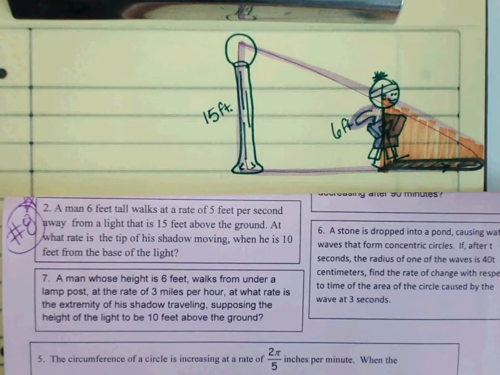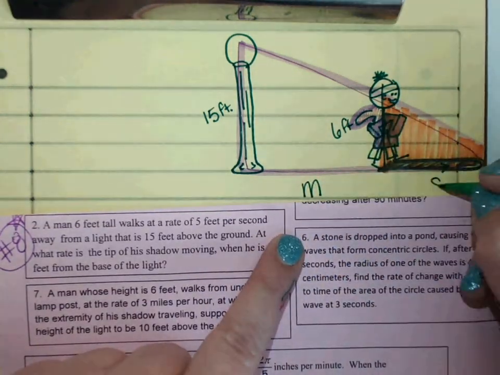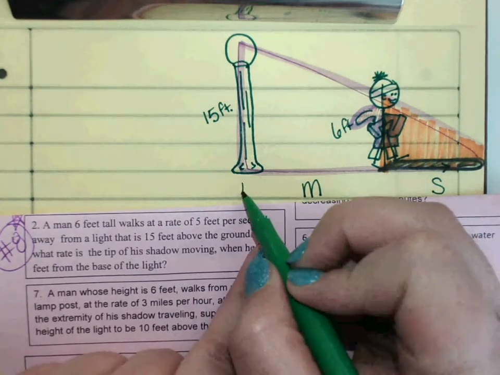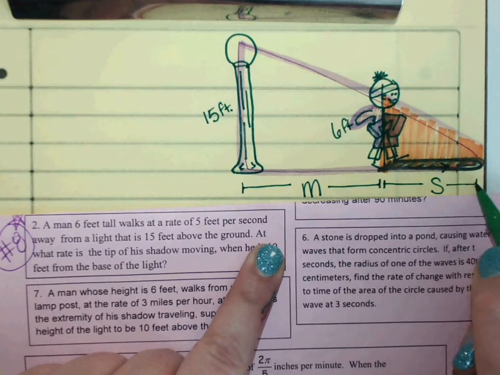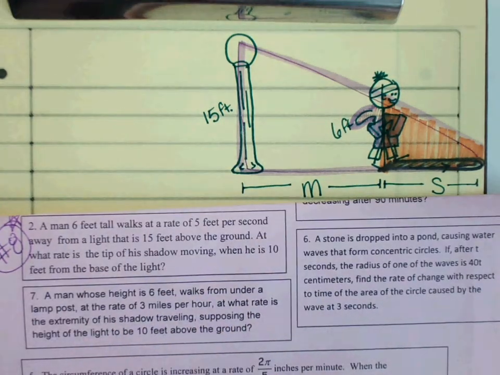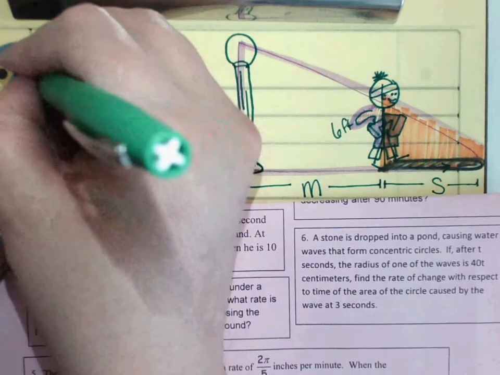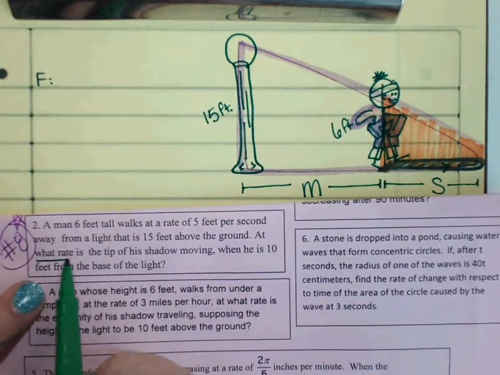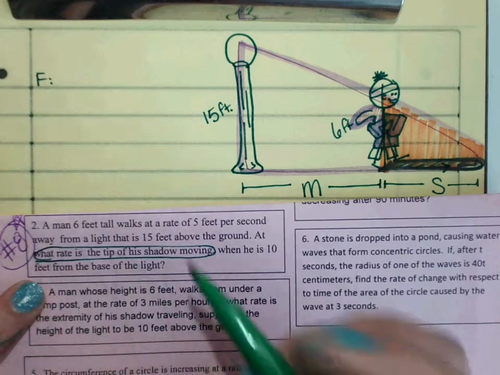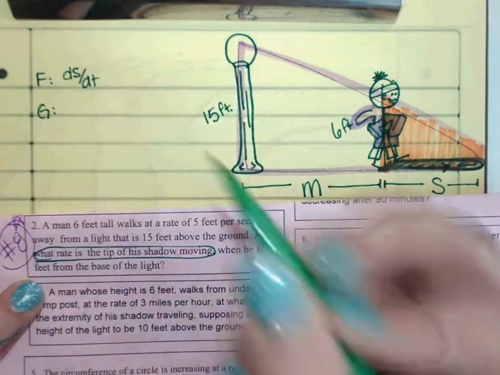How far away he is from the lamp, I'm going to call that M. And then S is going to be for his shadow. So M is from the man to the light post, and then S is from the shadow to where the guy is. Make sense? Okay, so let's do find, given, when, and equation. So what are we asked to find? What rate is the tip of his shadow? We're finding ds dt.